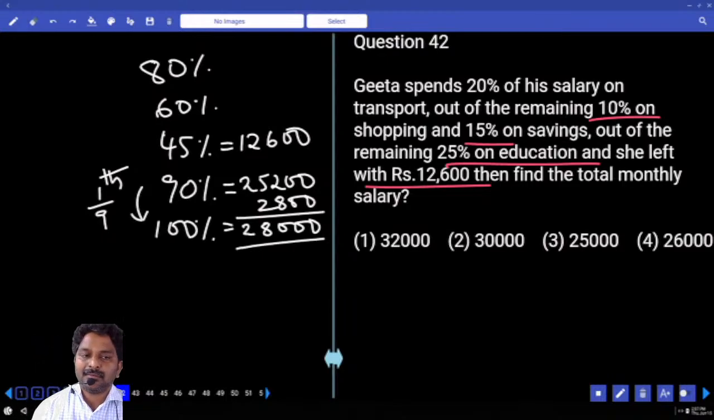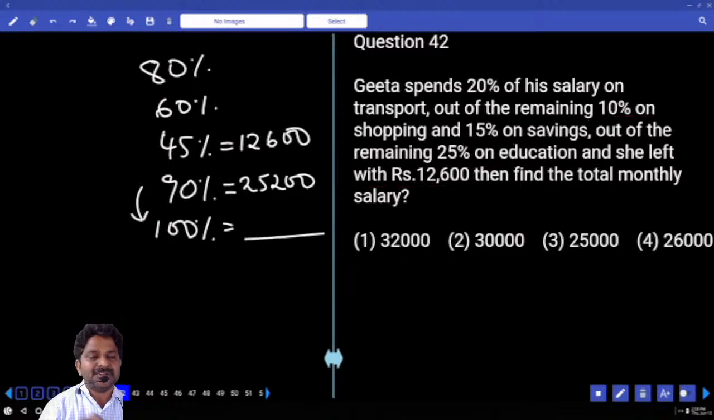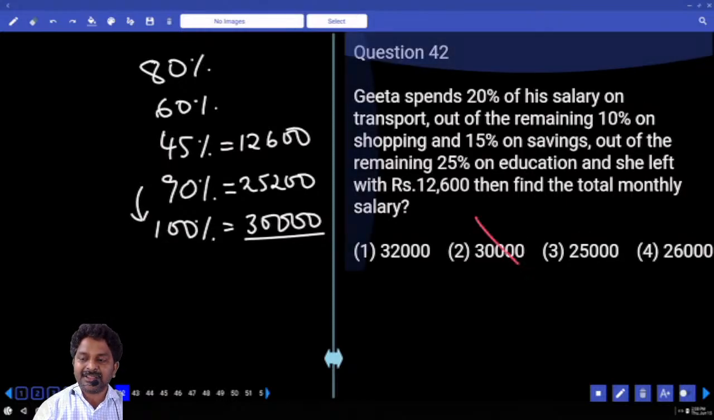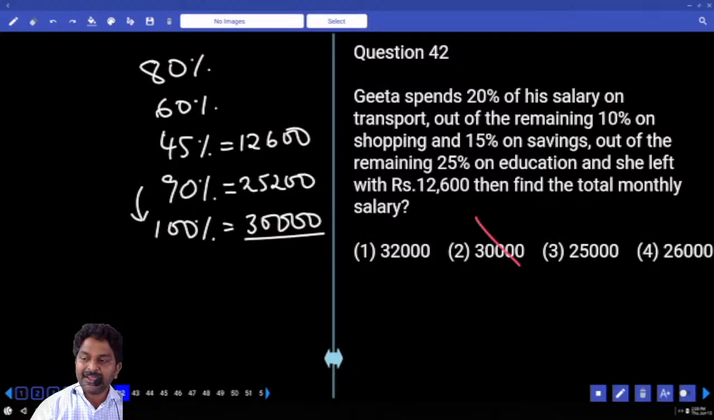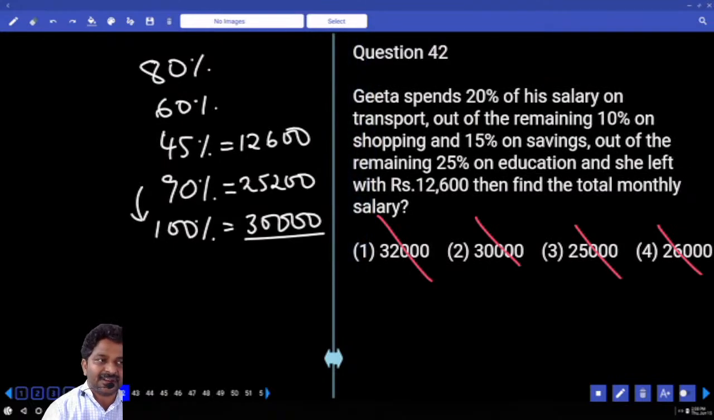Otherwise also, when you know that 90% is 25,200, 100% is more than that. Can it be 30,000? No. If it is 30,000, 90% becomes, do we have 27,000? So it cannot be 30,000, it should be less than that number. It cannot be 25,000 also. It cannot be 26,000 also. Whatever is the fifth option, that is the final answer. I don't know what is there in the fifth option, but I know that the first 4 are not right answers.